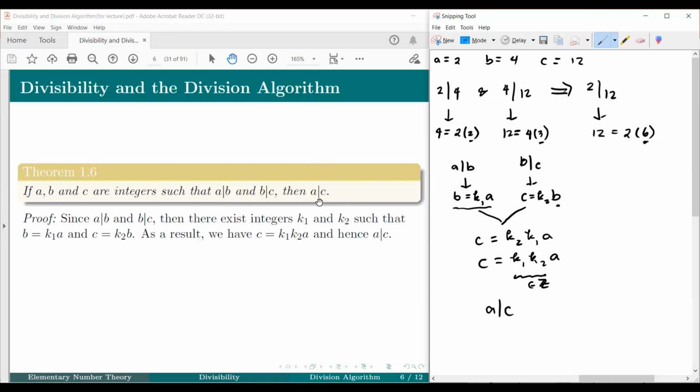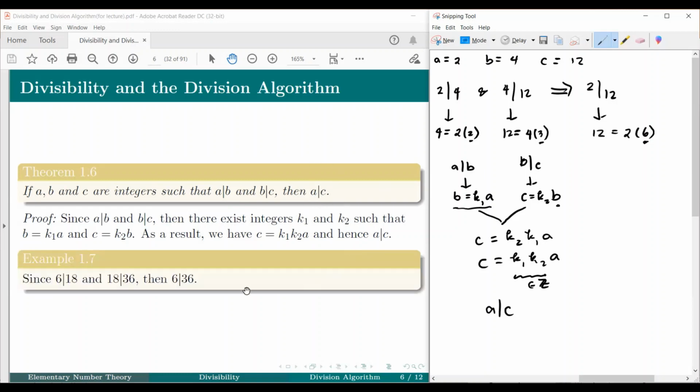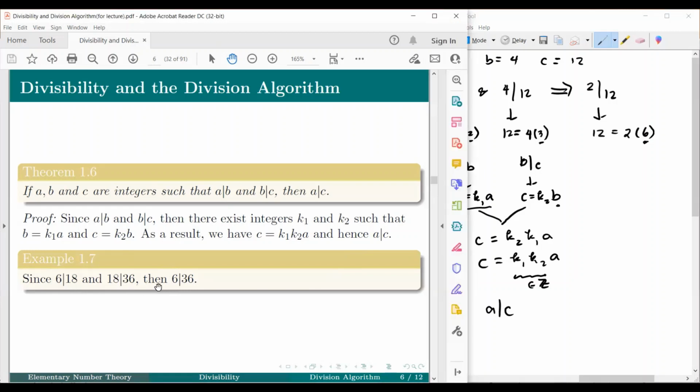Because we want to show a divides c. Now let's have an example. Since 6 divides 18 and 18 divides 36, then we can say that 6 divides 36.